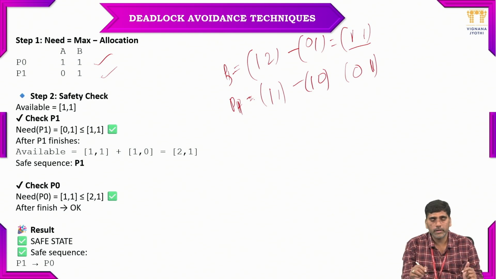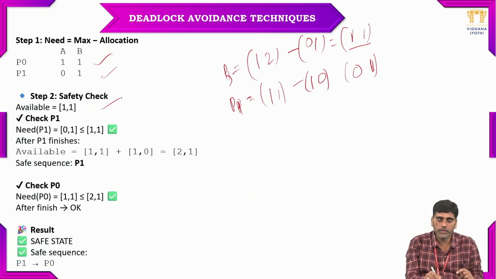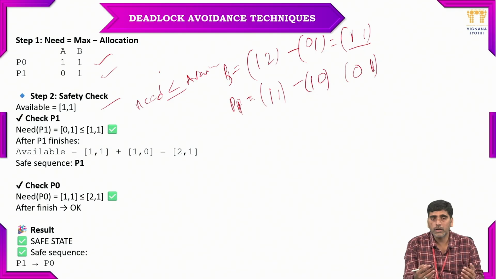Now we have calculated the need matrix. Now we have to do the safety check for each and every process. For that we apply the condition: need is less than or equal to available. That means what we require is less than or equal to what is available. Is the required amount available or not? That is what we have to understand here.